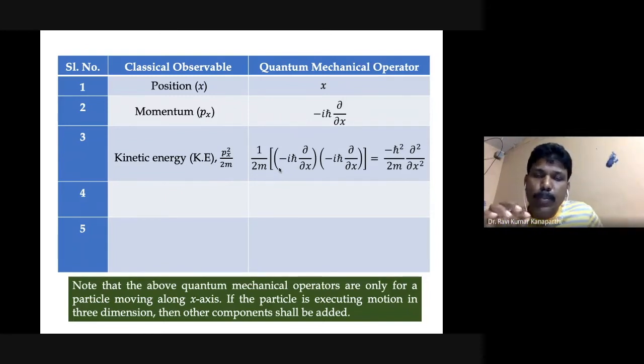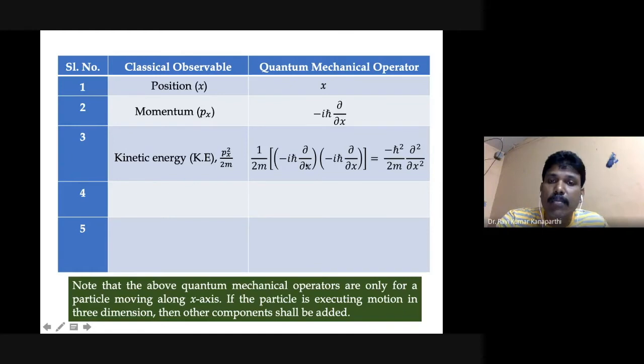Well, px square can be written as px multiplied by px, but for px we have to make this substitution, right? So minus i h cross dou by dou x, and for the other px, another dou by dou x. Therefore, I have written minus i h cross dou by dou x multiplied by minus i h cross dou by dou x. If you simplify this, it is basically going to be minus h cross square by 2m multiplied by dou square upon dou x square.